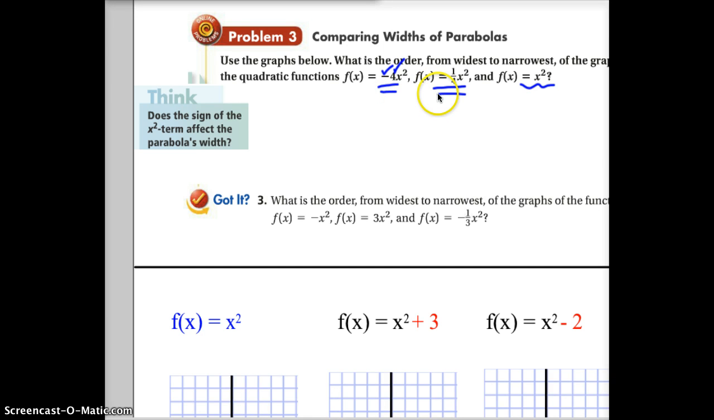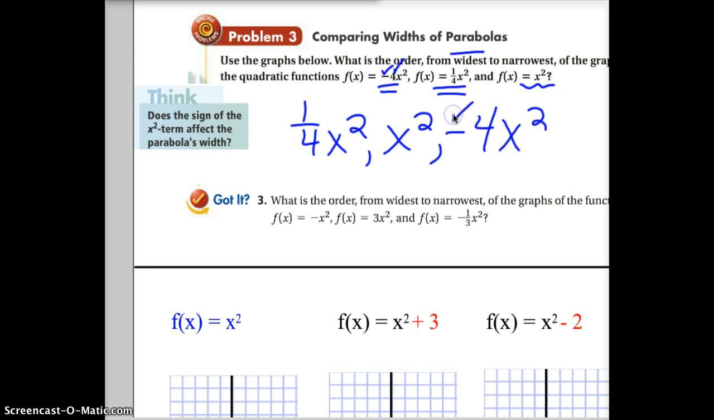This one's going to be the fattest one. So 1/4 x squared is the fattest. It's like it's getting squished to 1/4 its height. It's popping out the sides, and it's getting quite wide. X squared is the parent function, which would be in the middle. And the negative 4x squared is going to tip it over but stretch it to 4 times its height, so it's going to get very narrow.